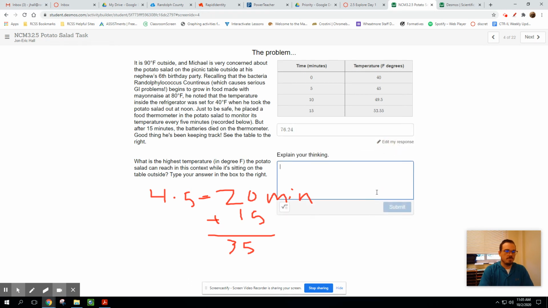Explain why: multiply by 1.125 each time until the temp gets to 80 degrees. That's just one of my ways of thinking.